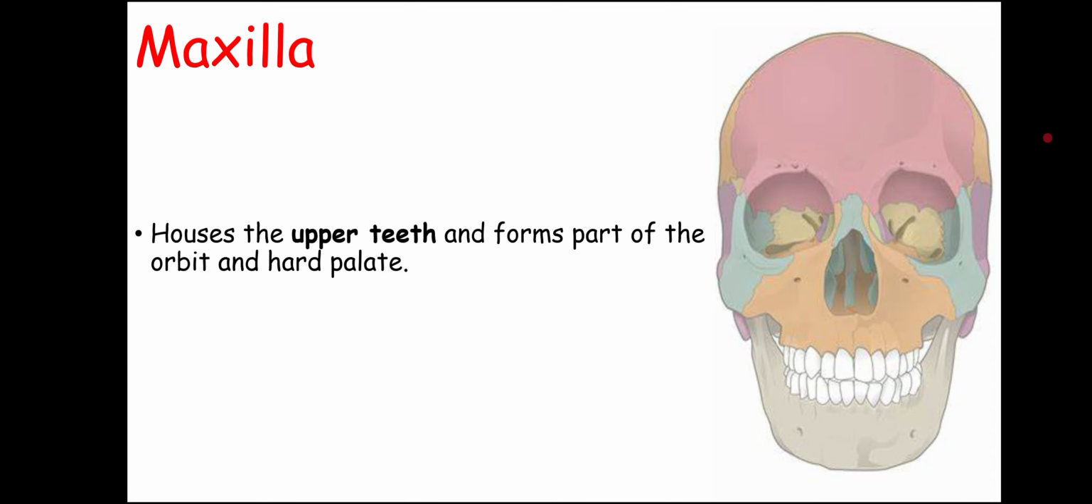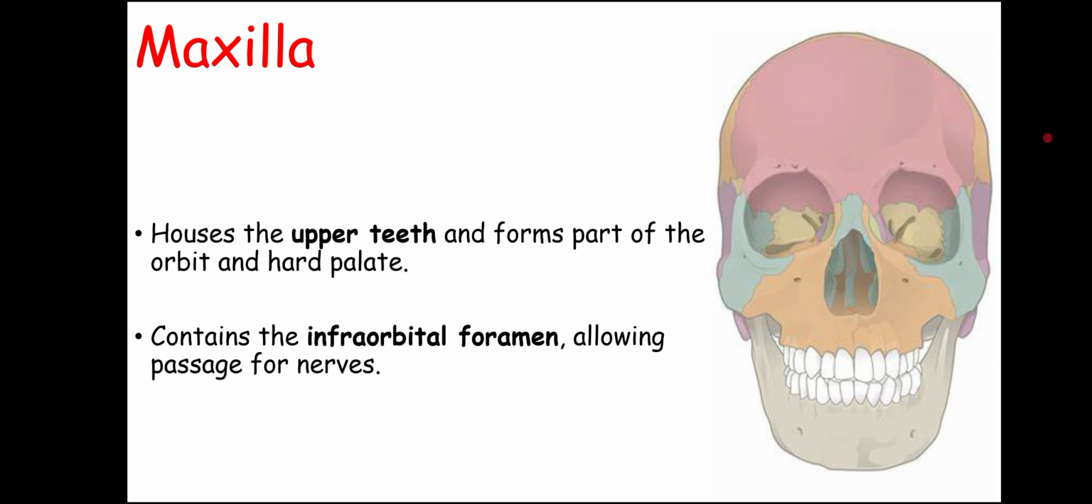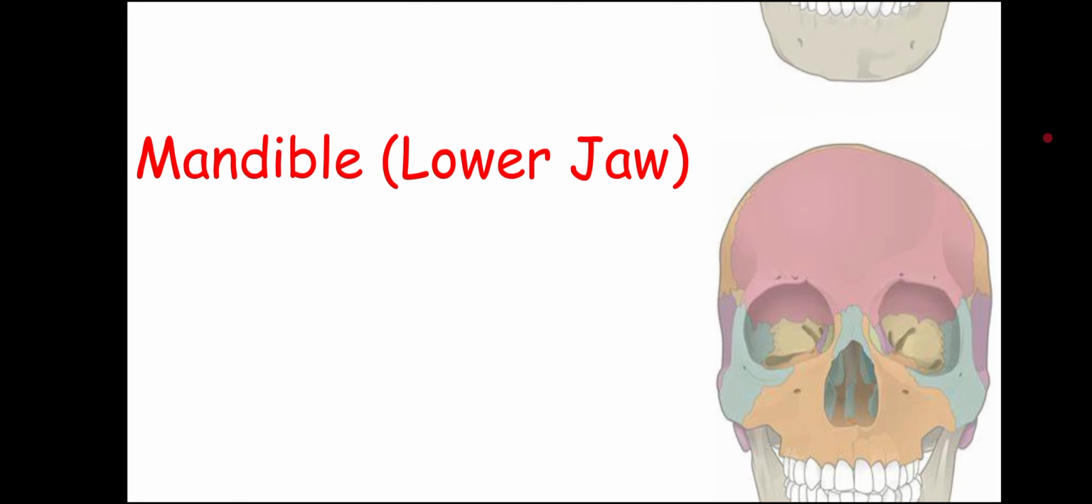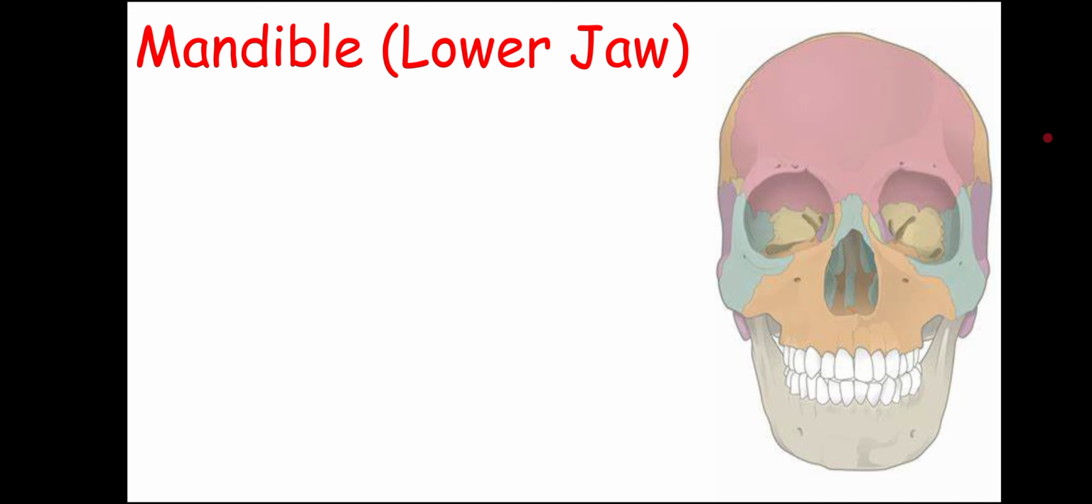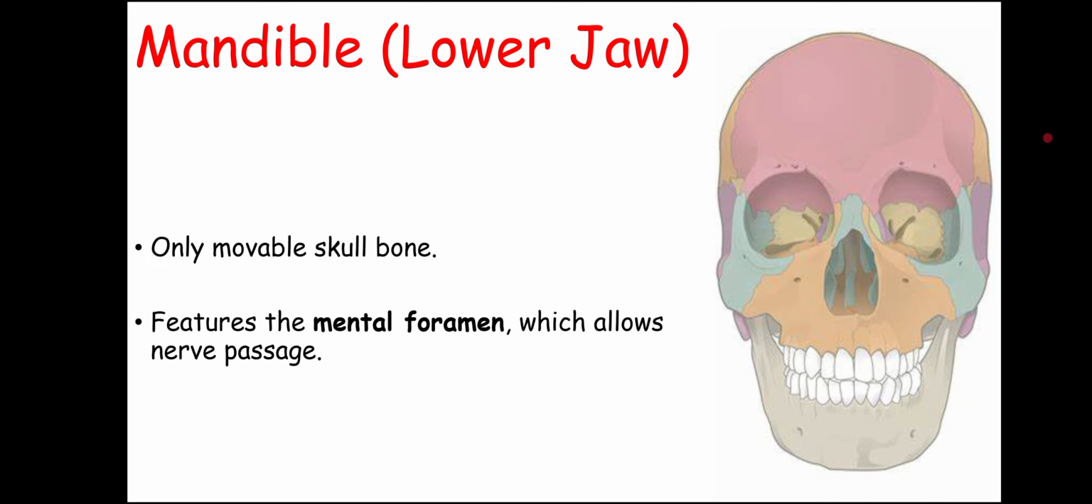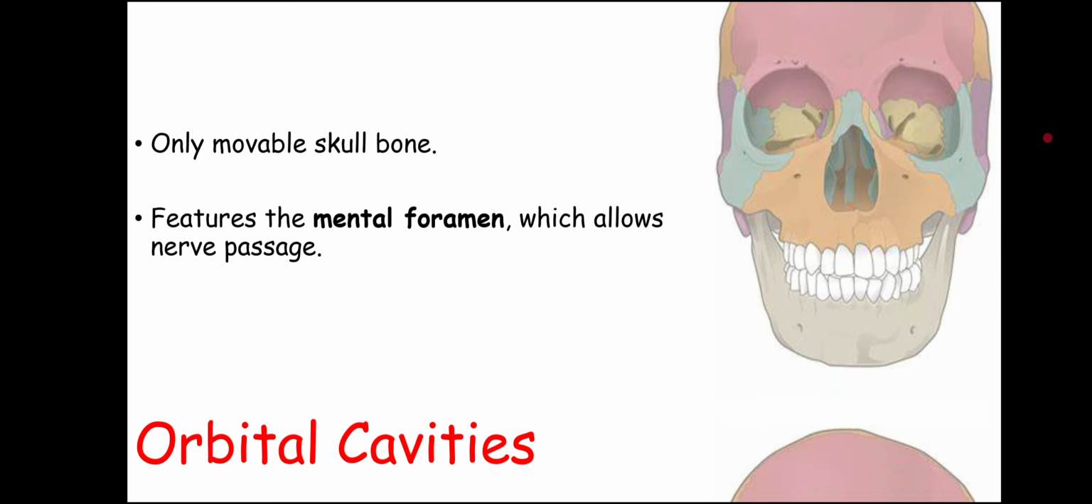Next bone is maxilla. It houses the upper teeth and forms part of orbit and hard palate. It contains the infraorbital foramen allowing passage for nerves. Next bone we have is mandible, that is also called as lower jaw bone. It is the only movable skull bone and its features include mental foramen which allows nerve passage.